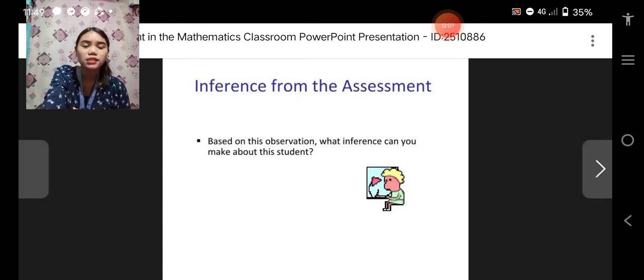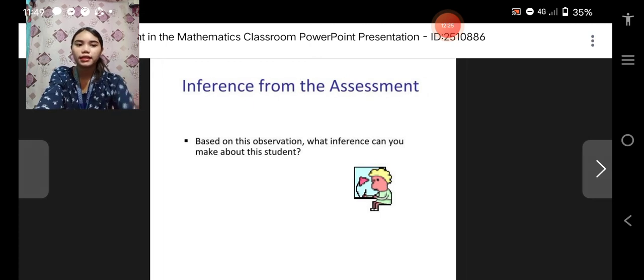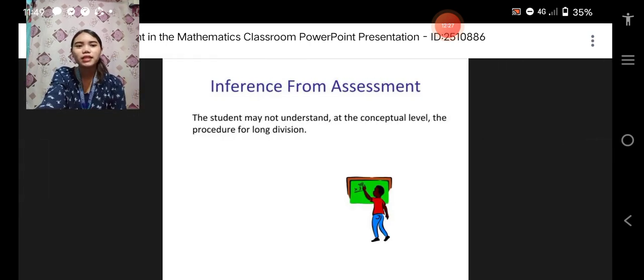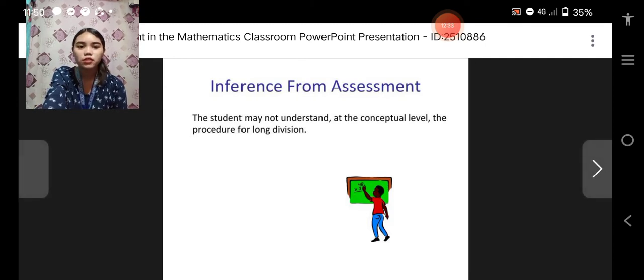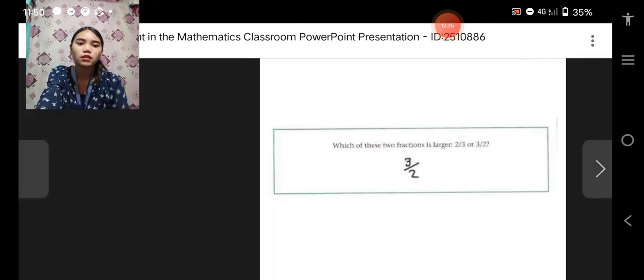So this student is focusing on his studies to improve his knowledge and to come up with a lot of knowledge and to improve his mind for learning. In the inference from assessment, the student may not understand at the conceptual level the procedure for long division.